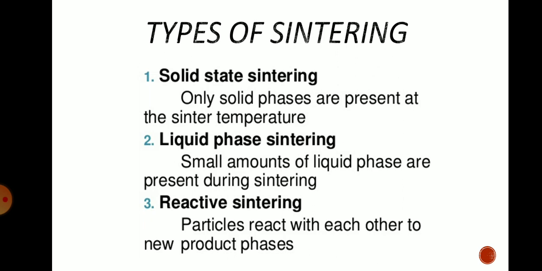Reactive sintering, that is, particles react with each other to form a new product phase. This can also be done in the sintering process. So these are the three types of sintering: solid state sintering, liquid phase sintering, and reactive sintering.